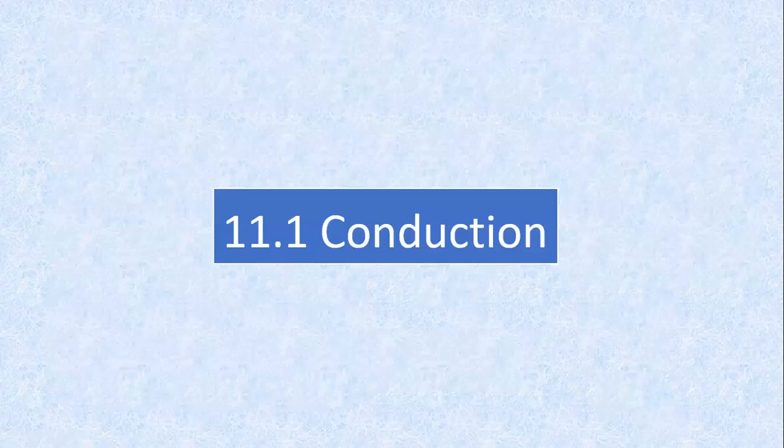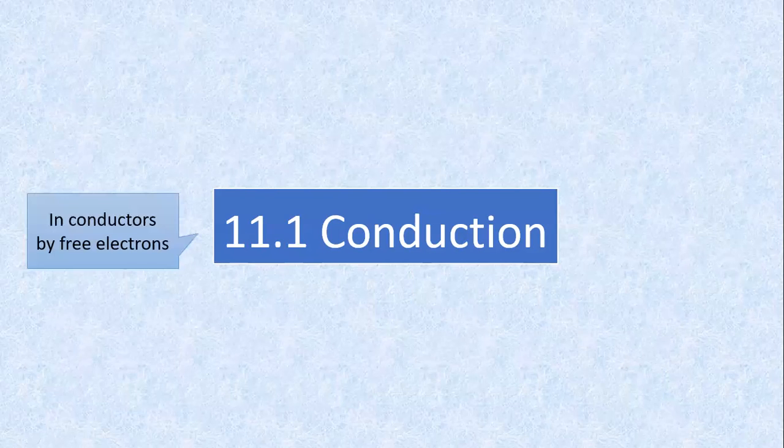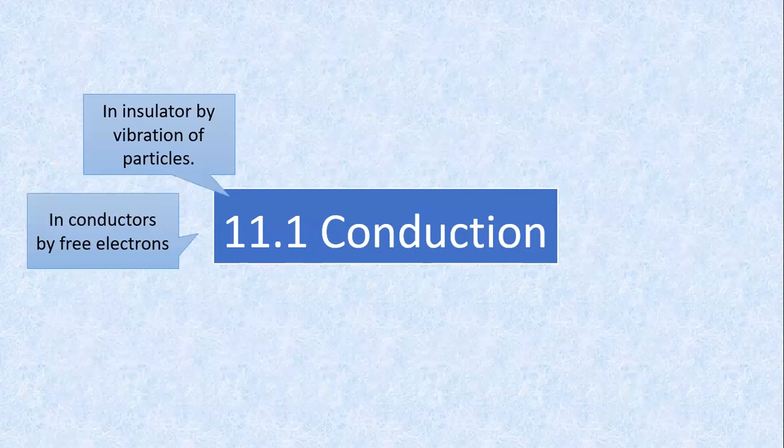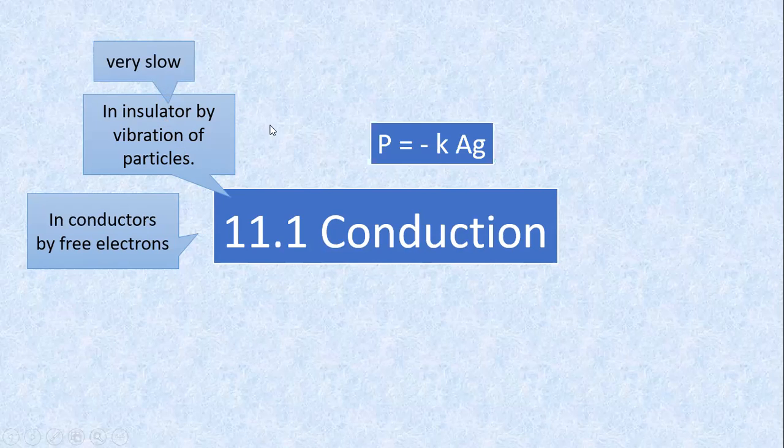Okay, so we have completed. You can try the question at home. Conduction in conductors is by free electrons, in insulators by vibration of particles. The conductor also has vibration of particles or ions, but free electrons are faster. In an insulator, the vibration is a very slow process.